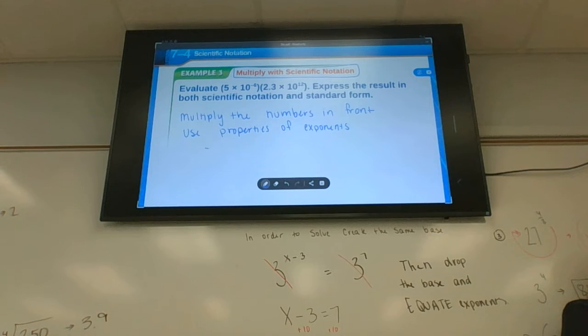Alright, so I'm going to do 5 times 2.3, and then I'm going to do 10 to the negative 6 times 10 to the 12. So 5 times 2 is 10, 5 times 3 is 15, so it's going to be 11.5. Times 10 to the left. What do we think the exponent here is?